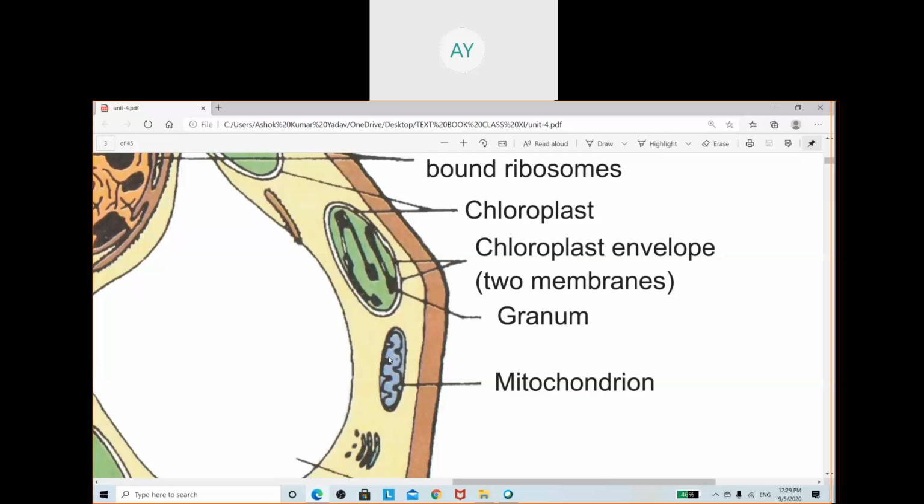So anyone can differentiate chloroplast and mitochondria? Whatever I have taught you till now, can you differentiate?